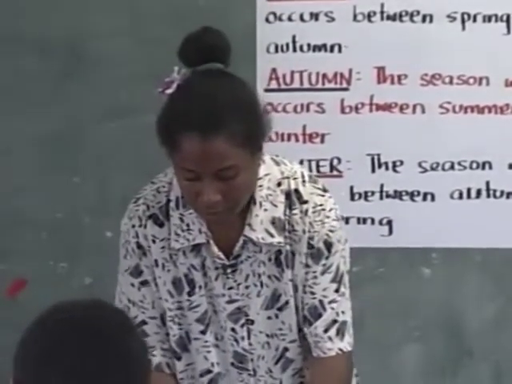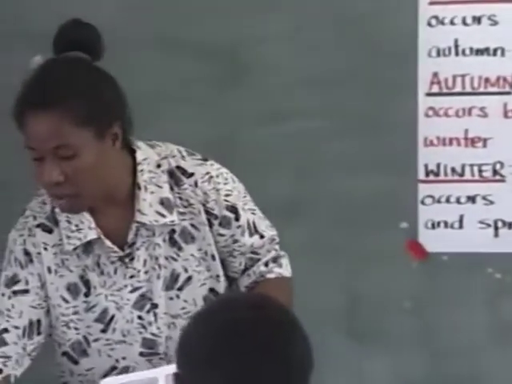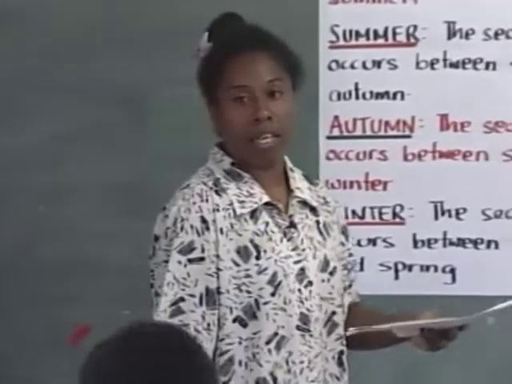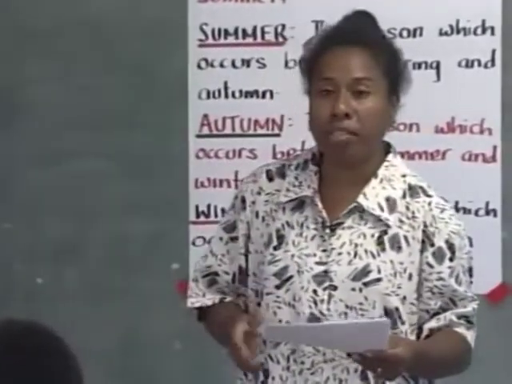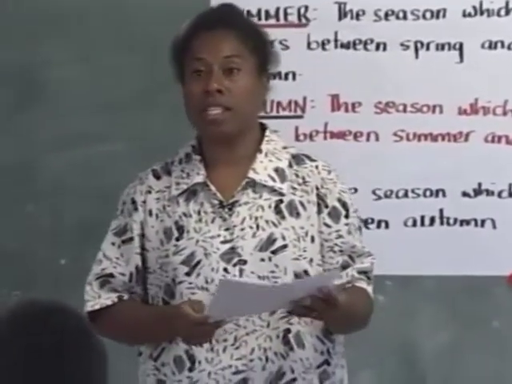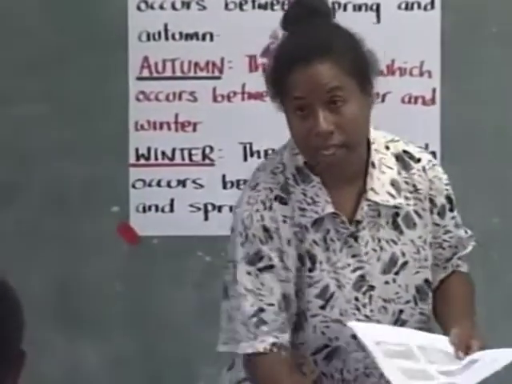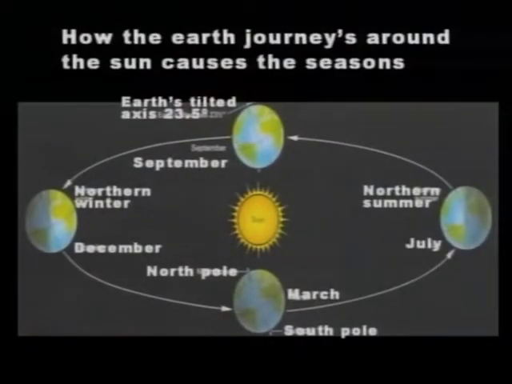We also looked at how the Earth journeys around the sun and the seasons that are caused. We looked at two diagrams. One of those diagrams showed us the apparent movement of the sun, and the second diagram is as displayed on the monitor. Both of them are supposed to explain the same concept.